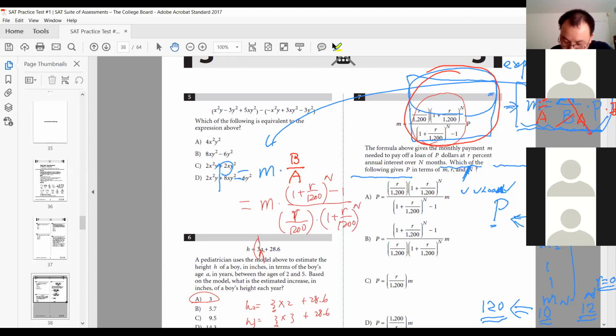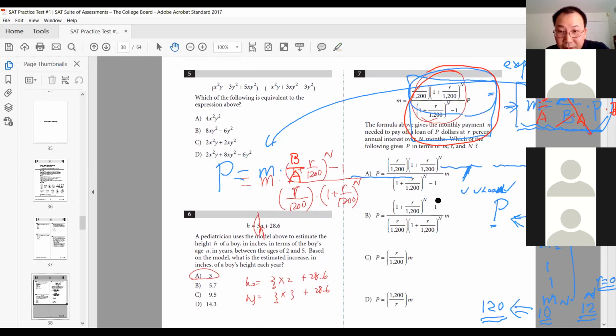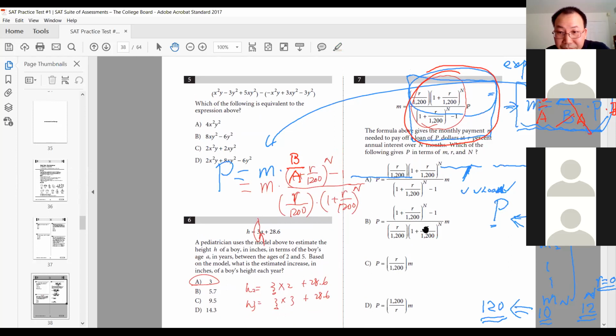Right, it's over N. And M we put on the outside. That's it. So we can find P equals this, and based on this one find the choice here. Which one matches up here? This one, right? You can see -1 here. Only this one has the -1. So the answer is B.